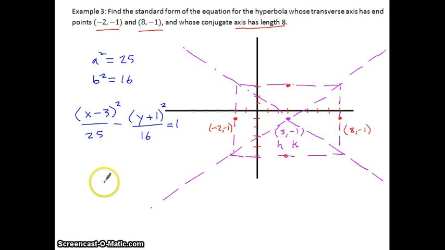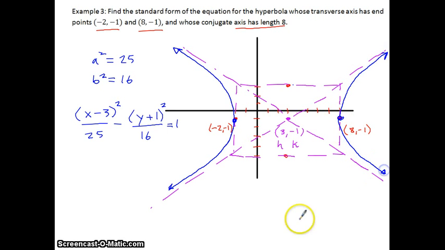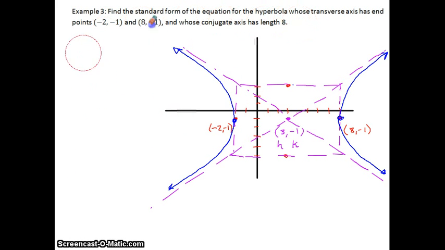My transverse axis is parallel to my x-axis, and this (-2, -1) represents a vertex of my hyperbola. (8, -1) represents another vertex, and voila, there's our hyperbola. What if, however, you knew that was coming, didn't you? What if I said, what is the equation of the asymptote?